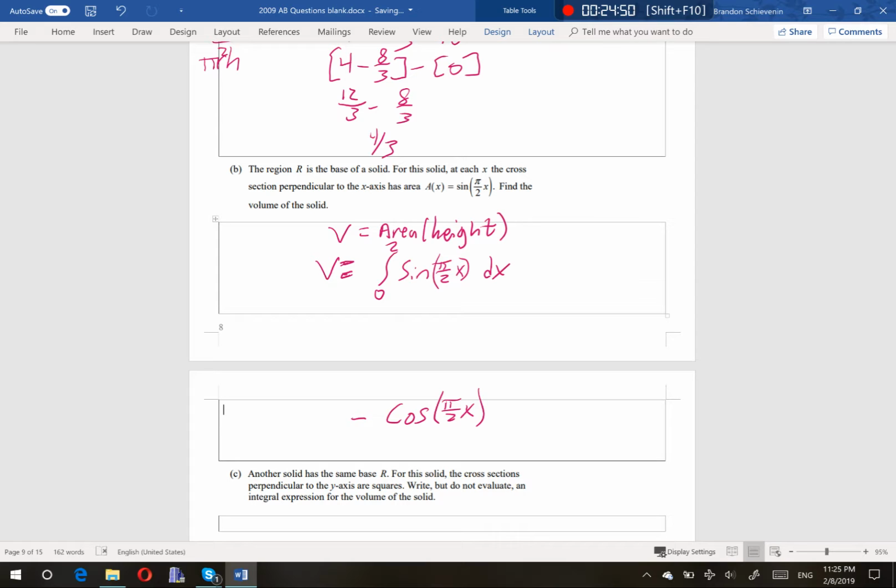Close. Okay, when I derive the sine of pi over 2x, I would get the cosine of pi over 2x times pi over 2, right? So I had to multiply by the derivative of the inside with chain rule. If you integrate, I'll have to do the opposite.